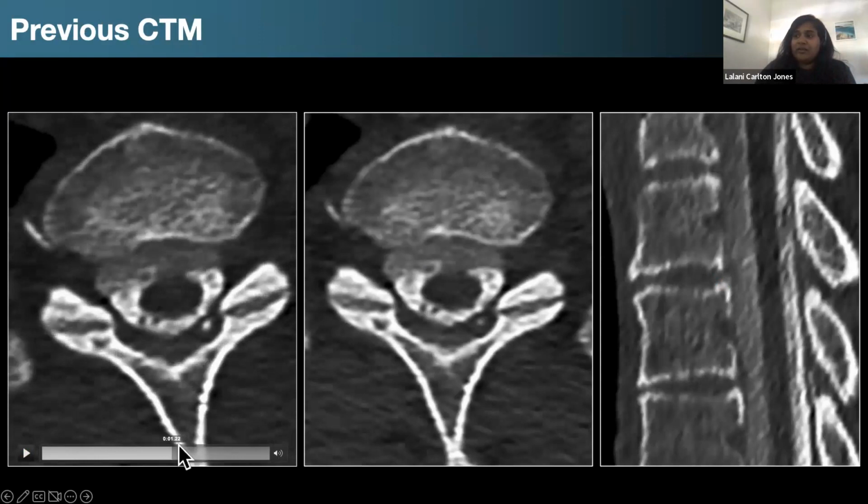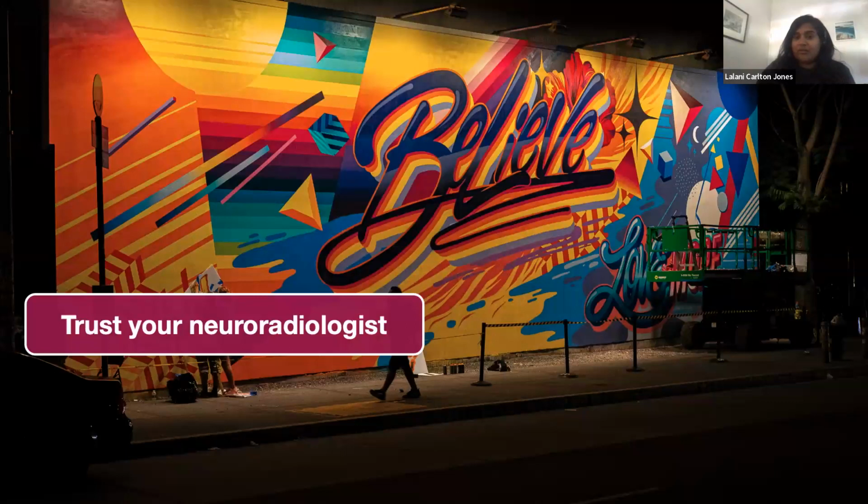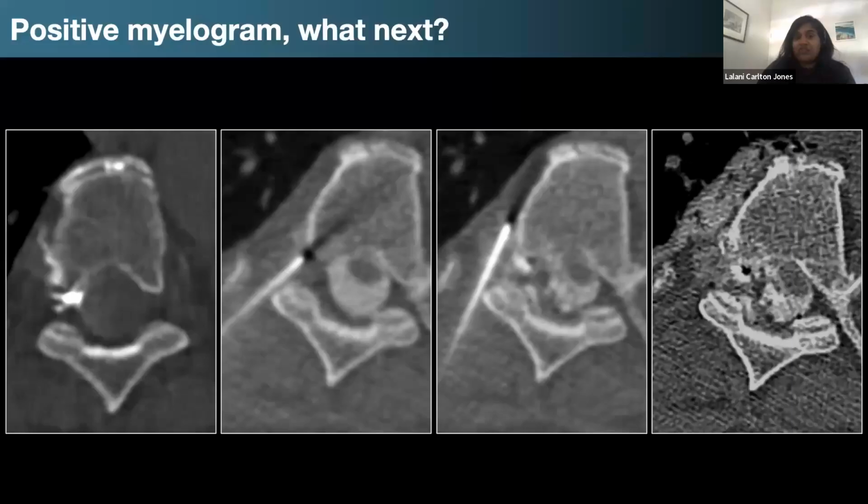So do something different. Don't just do the same thing again. Important, don't give up on these patients. Myelograms can be negative when there's a leak. It doesn't mean that the leak can't be found. Might need to do something different. Your neuroradiologist just may need to try a different technique.